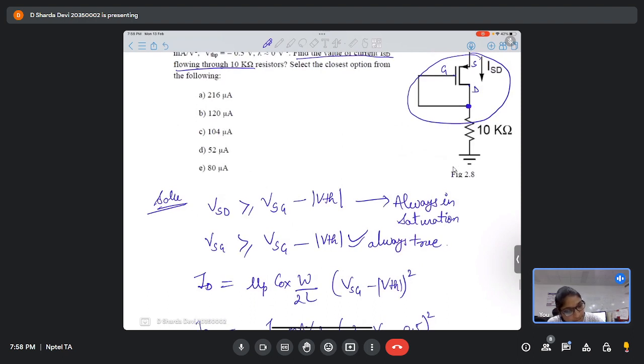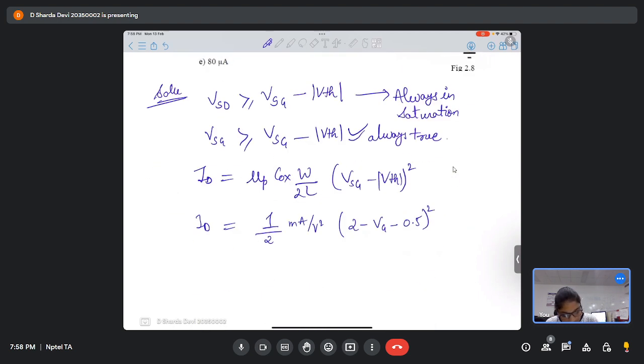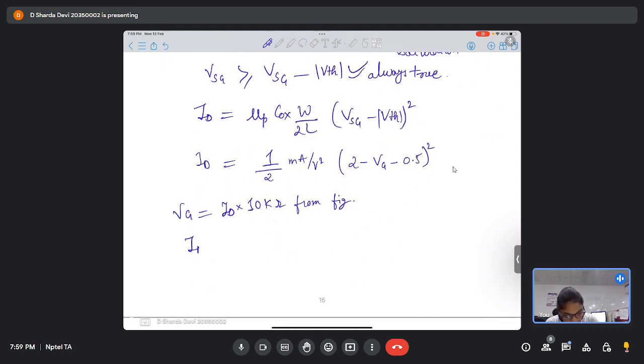Now how can I write VG? If you clearly see here, VG is actually ID into 10 kilo ohms. Can you see that? Here this is VG, right? And I can write VG equal to ID into 10 kilo ohms from figure. So the equation becomes ID is 1 by 2 into (2 minus ID into 10k minus 0.5) whole square.